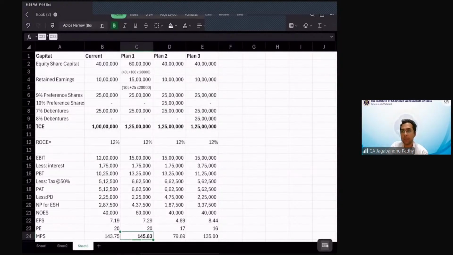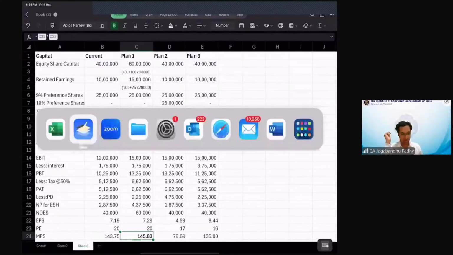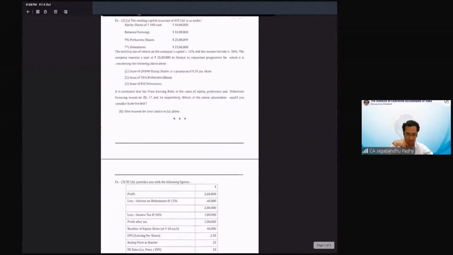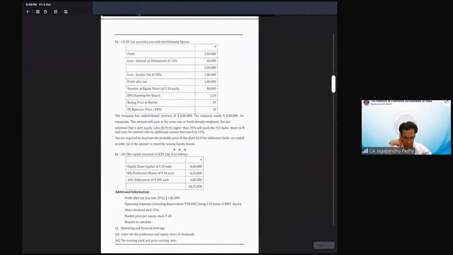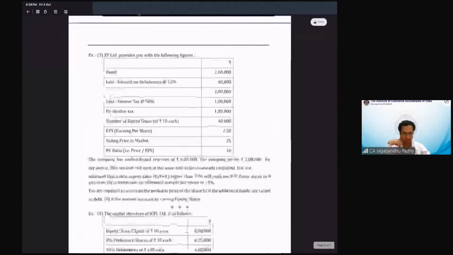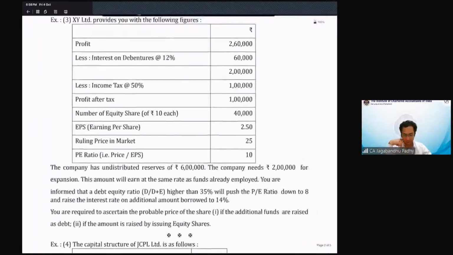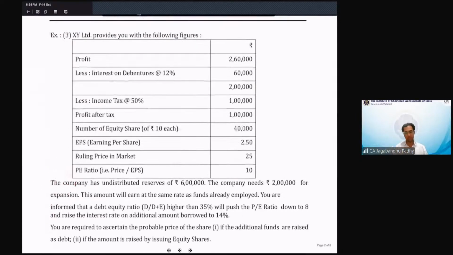Fine, guys. So this is the simple question that we had. Now let's take up another question on similar lines. Question number 3.